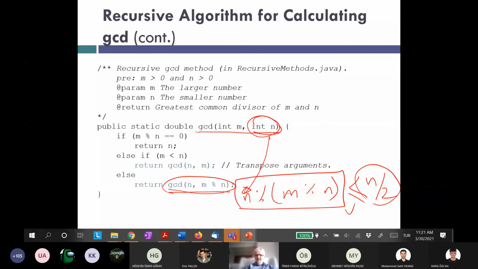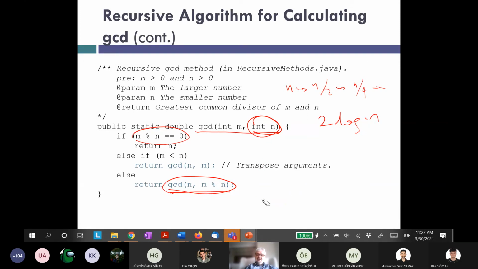You can use this to make sure that after the second recursive call, the size is reduced to half, and after each two recursive calls, n to n over 2, n over 4, etc., after log n operations, we can make sure that, executing 2 log n recursive calls, we will reach this initial base case at least. So because of that, the running time of this operation is logarithmic. So GCD calculation takes logarithmic time because of that.